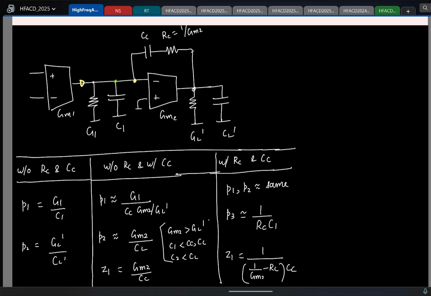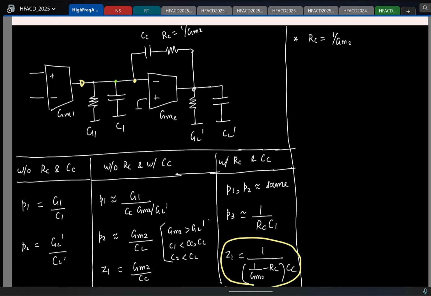So now let's come to his question. I'll answer it first by considering the 0 location. Now look at the 0 here. So here if I choose RC to be 1 by GM2, the 0 moves to infinity. Looks like we have gotten rid of the RHP 0, right? But at this point is where you should think of this, right?